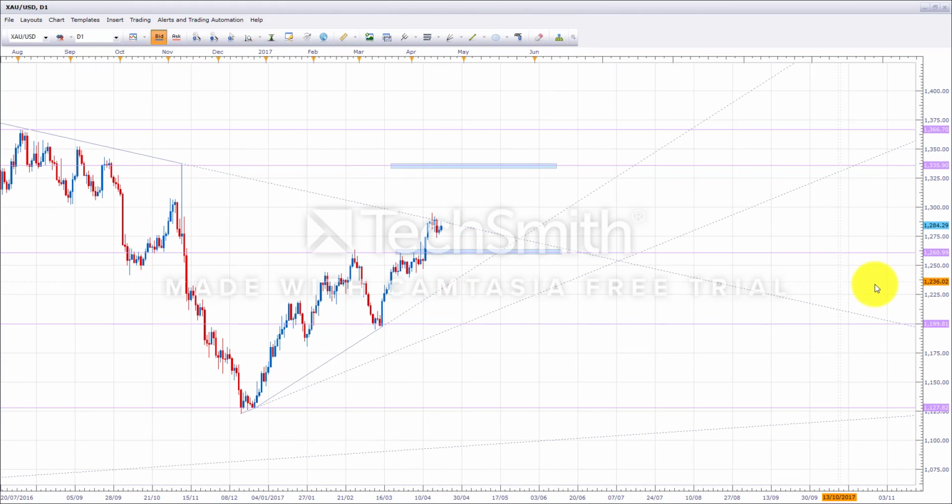And if we do get a pullback to this 1.260.99 area of support, and we start to see the US dollar index moving to the downside, then I will be looking for a bounce potentially through this trend line, and all the way up to the 1.335.90 level, which is the next key area of resistance on gold. I'm not saying this could all happen next week, but that will be potentially in the coming month or months if we do get a breakout of this trend line.